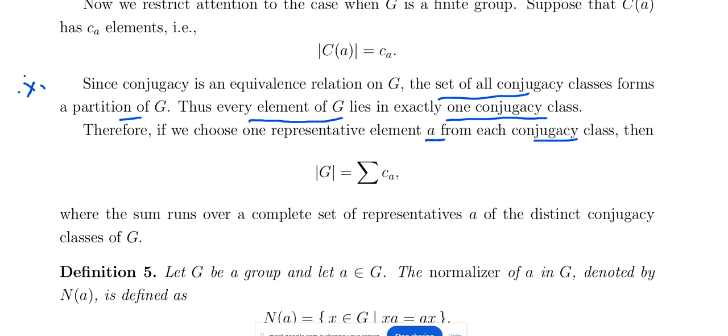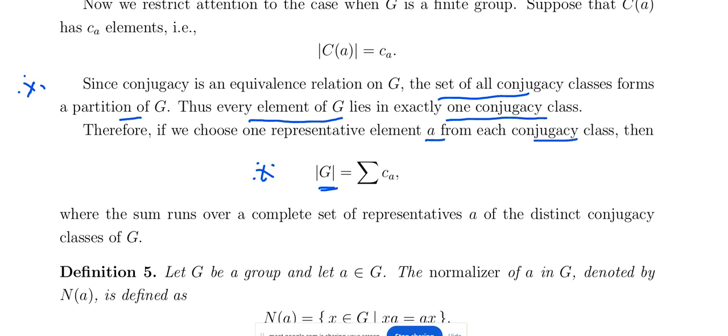CA means the number of elements in the conjugacy class, that is the CA. So if you add all of them, what do you get? Exactly the number of elements of G. That is what I said here: the sum of the number of elements of the conjugacy classes is equal to the number of elements in G, the order of G.